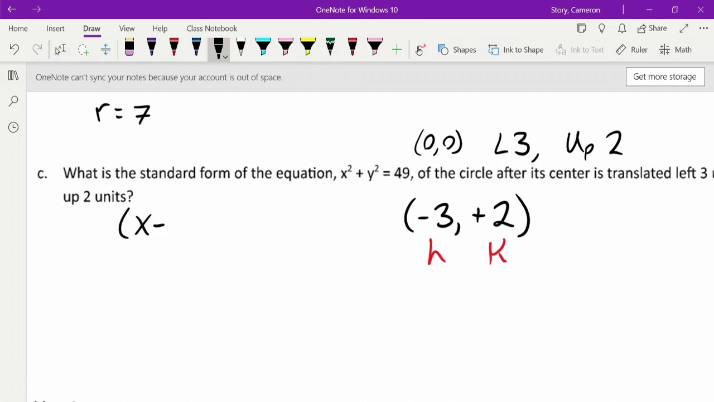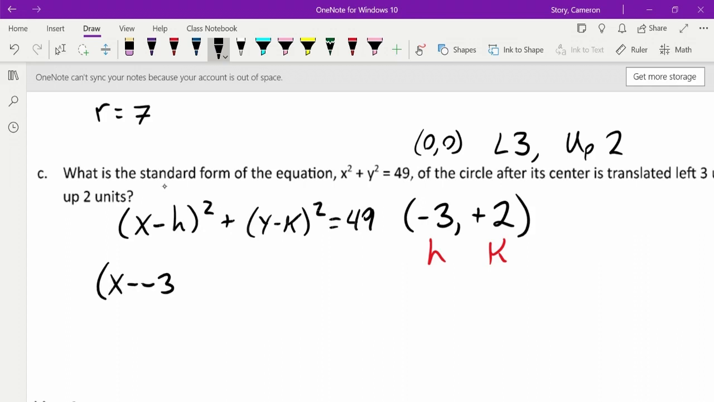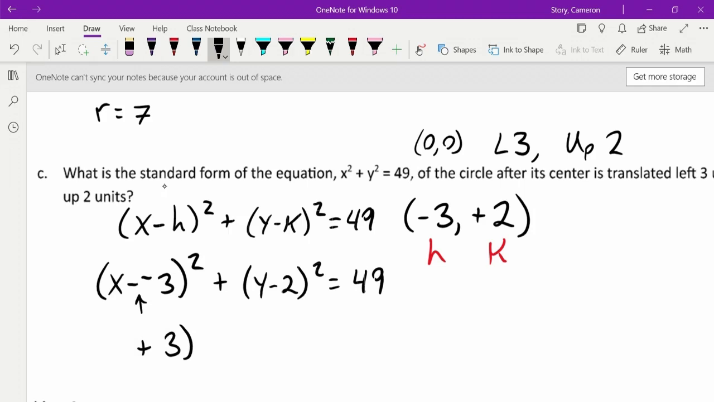So it'd be (x minus h) squared plus (y minus k) squared equals 49. In this case, h is negative 3, so it's actually going to be x minus negative 3. And I'll put the negative higher up so you can tell it's a negative and not a minus. Plus (y minus 2) squared equals 49. And here we have the two negatives. This is going to make a positive in our final equation. We're going to have (x plus 3) squared plus (y minus 2) squared equals 49.